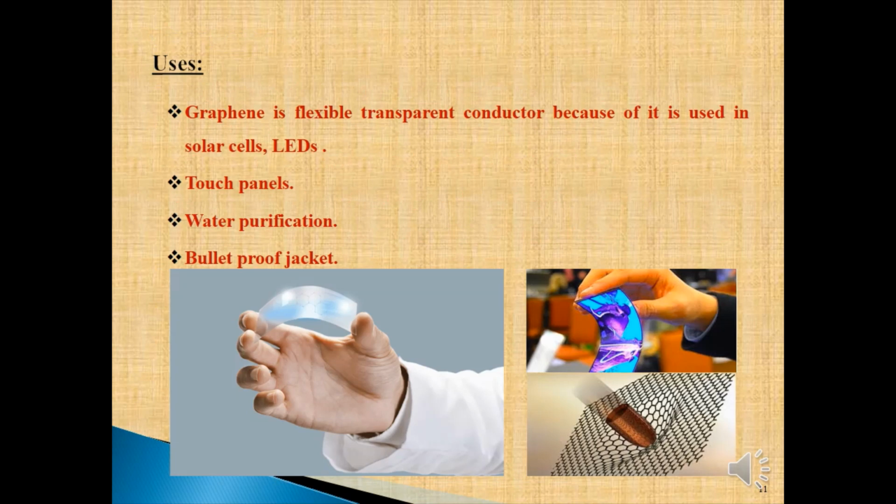Next, the uses of graphene. Graphene is a flexible, transparent conductor. Because of that, it is used in solar panels and LEDs. It is also used in touch panels because of its flexibility. It is also used in water purification units, and another application is in the preparation of bulletproof jackets. So these are the important uses of graphene.